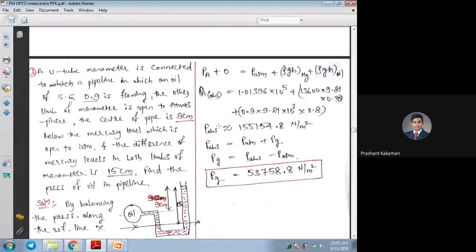So we find this pressure of the pipe, and we are also adding the atmospheric pressure here. Whenever you neglect atmospheric pressure, that will become the gauge pressure, and if you add the atmospheric pressure, that will become absolute pressure, because absolute or total pressure is nothing but atmospheric pressure plus or minus gauge pressure.